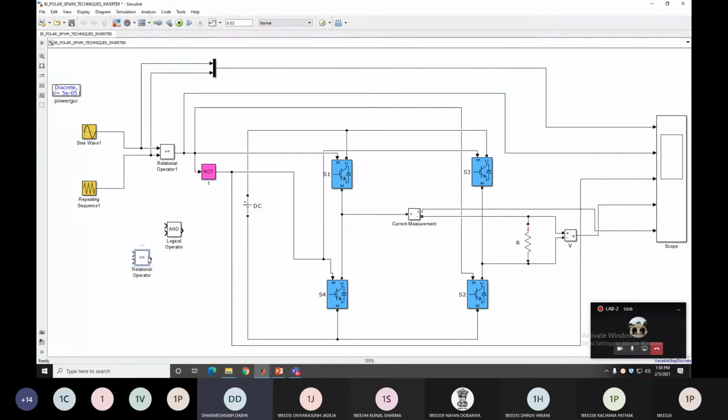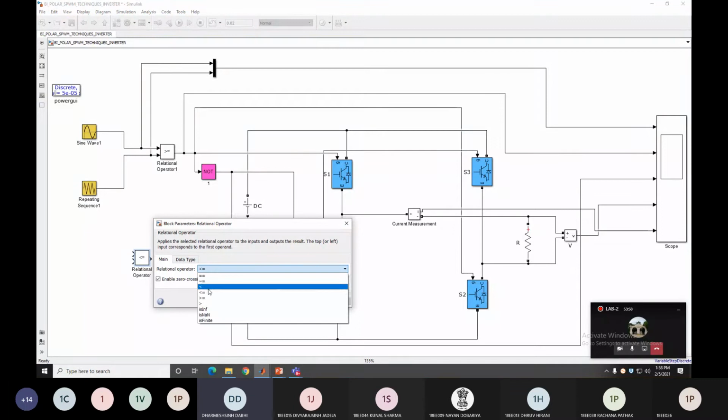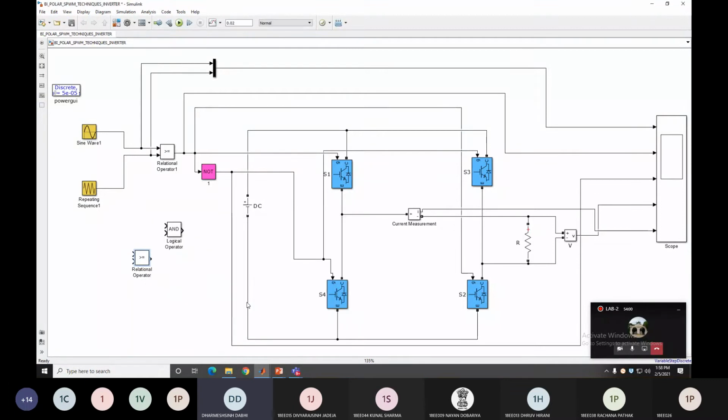You can select any less than equal to or greater than equal to from here, like this way. Clear? So here I set the greater than equal to. So the output of this relational operator becomes 1 when your sine wave is greater than your triangular wave. Clear? And this output is applied to which two thyristors?